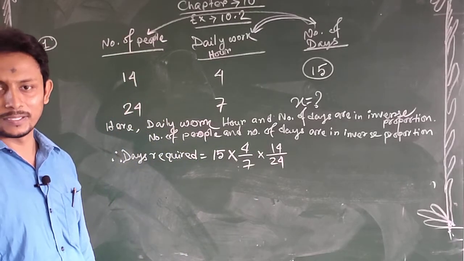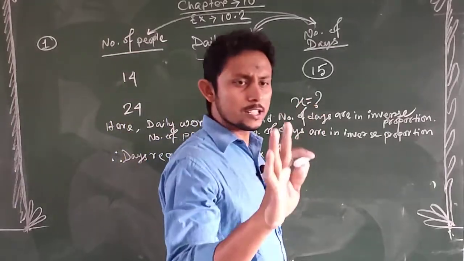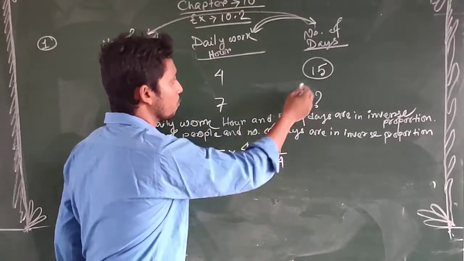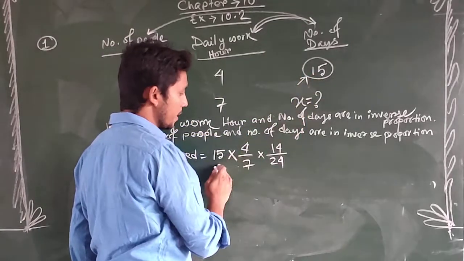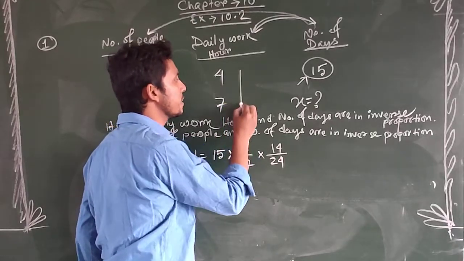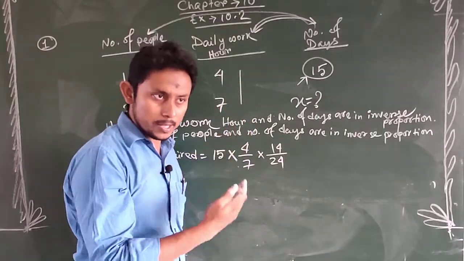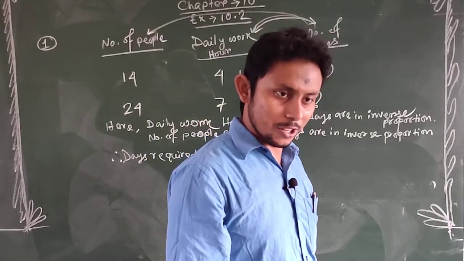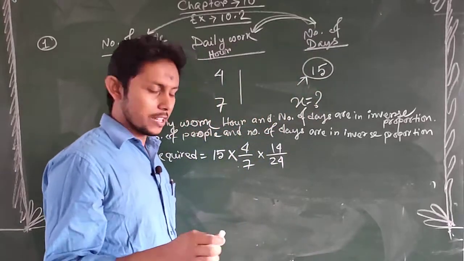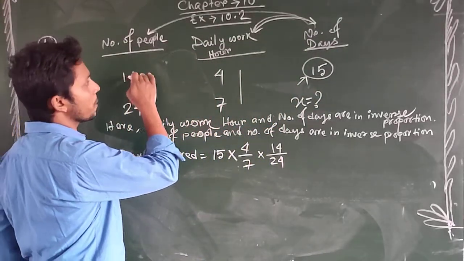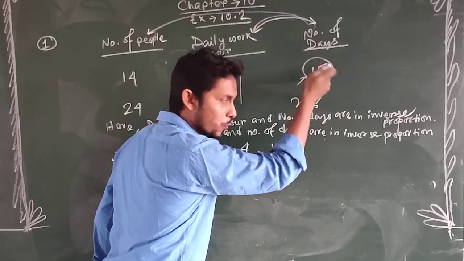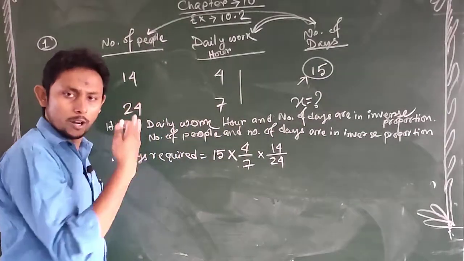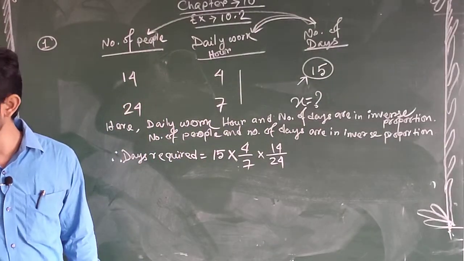Understood or not? So here, just look there. The first two, what is the relation? Inverse proportion. If there is inverse proportion, we have written first this 15, and in inverse proportion they will not interchange. 4 by 7 is there, 4 by 7 will be written. If there is direct proportion, they will interchange. Yes or no? Understood? Now here it is also number of people and number of days. They are also inverse proportion. We have just found that right now. So 14 by 24 will not interchange either. Here it will be written as 14 by 24.